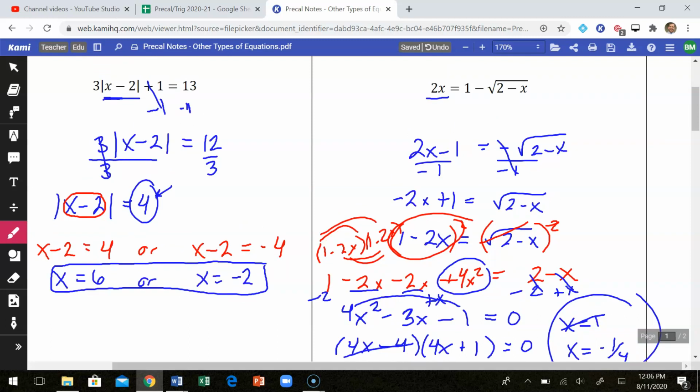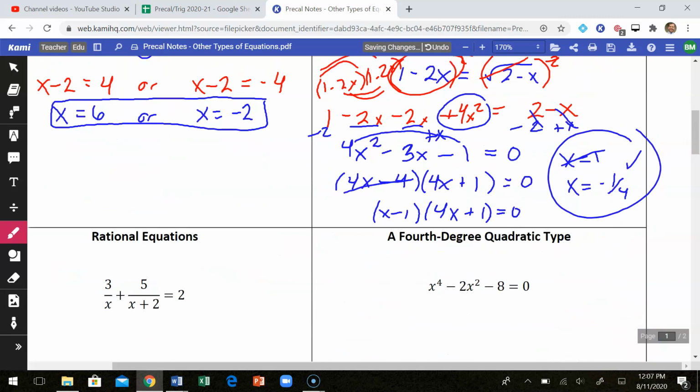And then if I plug in negative 1/4, on the left side I would have negative 1/2. And on the right side of the equation, 2 plus 1/4. So inside there I'd have 2 plus 1/4, which is actually 9/4. So when I take the square root of that, I get 3/2. And if I do 1 minus 3/2, that's 1 minus 1.5. That's going to give me negative 1/2.